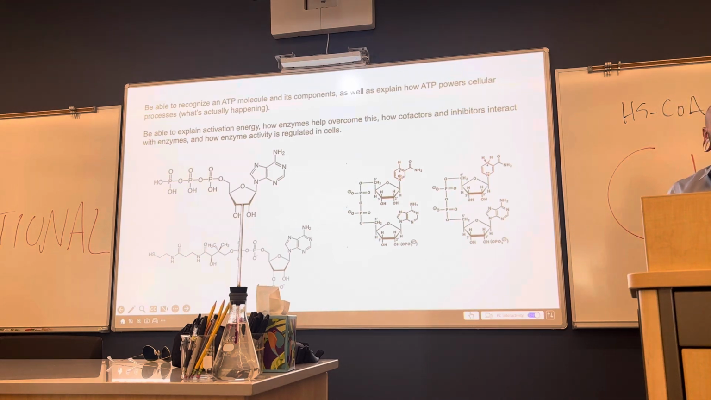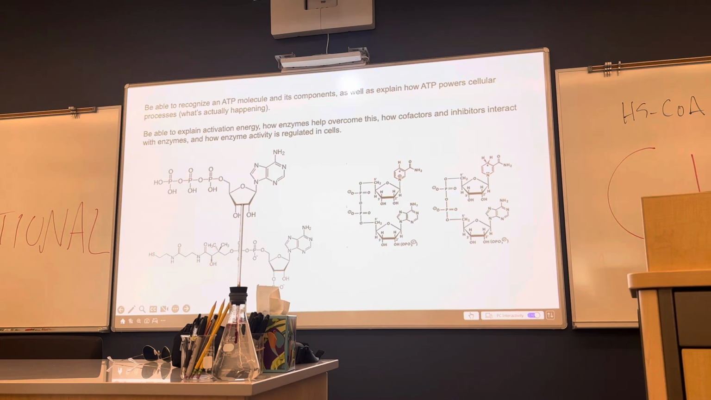Can anybody name an example of a cofactor? Maybe something that we've already talked about that has the word co as part of its name. Coenzyme A is an example of a cofactor. Who's got another?